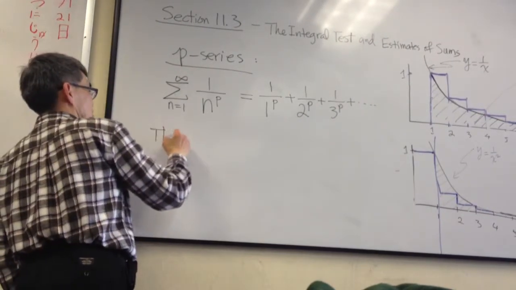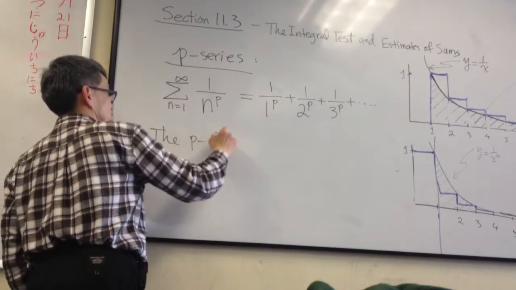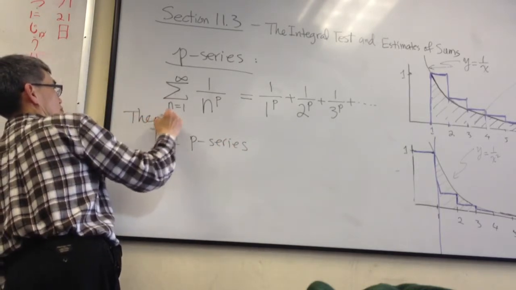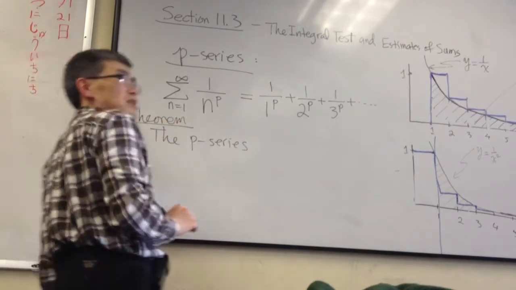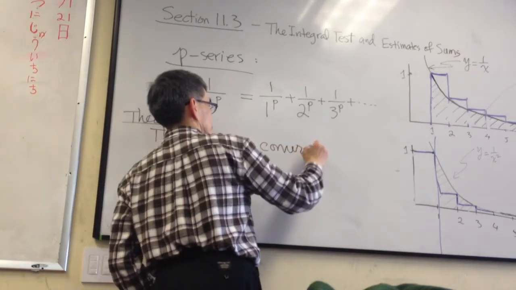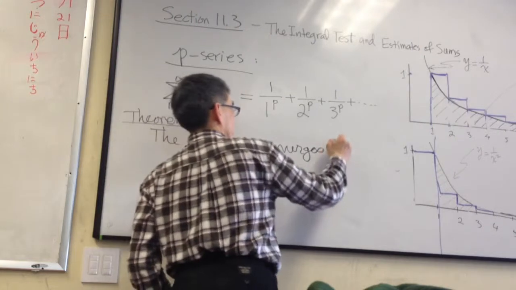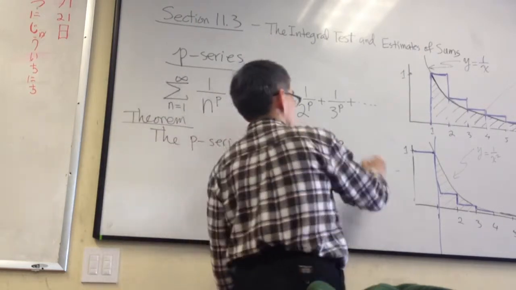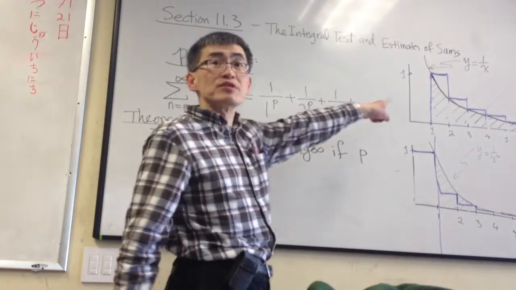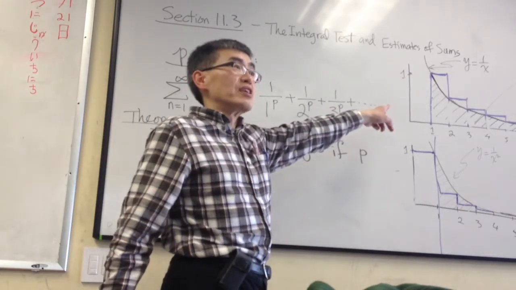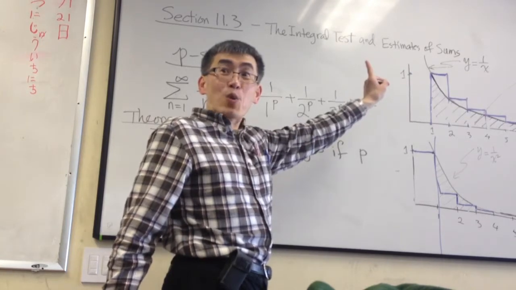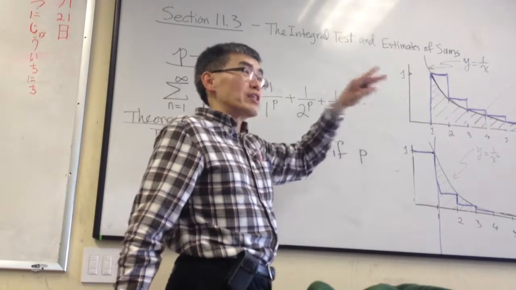And so the P series, and this is a very important theorem, the P series converges if, this P, make a guess. We previously looked at the first P series that we encountered. That is p equal to what? 1.